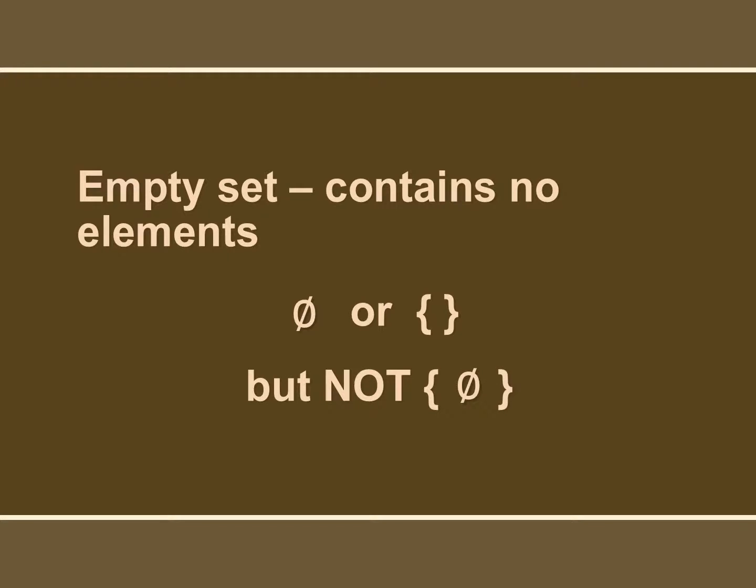We also have something called the empty set. The empty set has no elements inside of it. It uses this symbol, like a 0 with a line through it, or you can also use braces that have nothing inside them. You're never going to use them together, because then you would have the set of an empty set, which doesn't really make sense. So you're either going to use the 0 with a slash, or the braces with nothing inside them, but don't use them together.